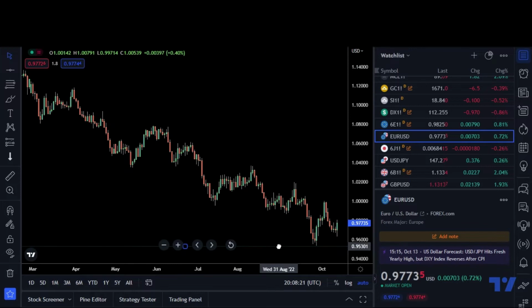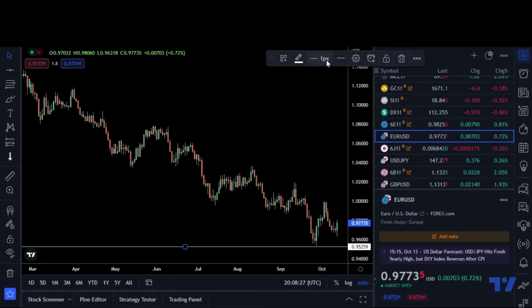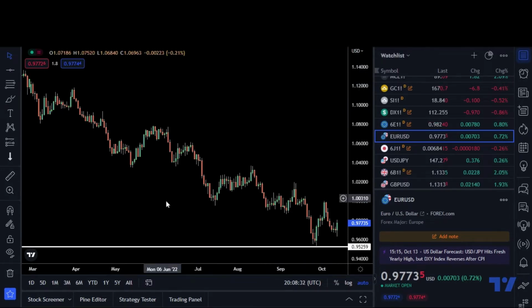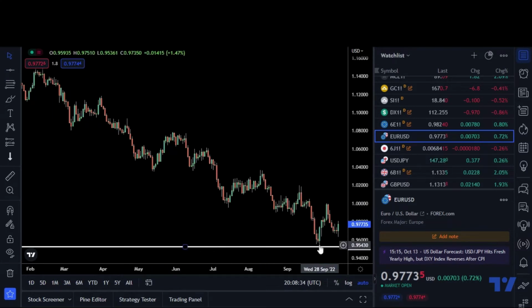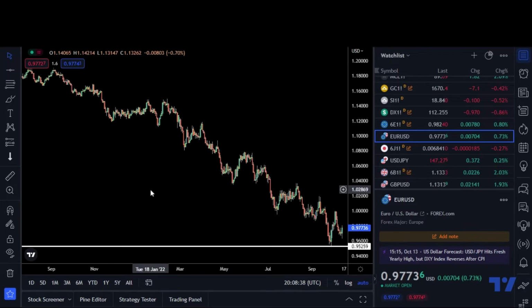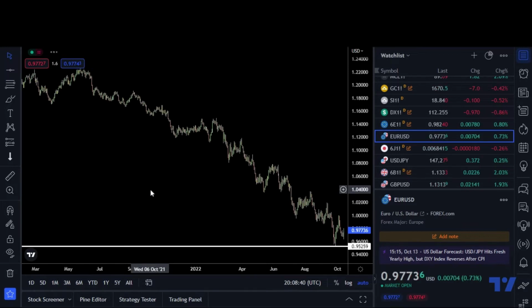Okay, so there's a line, right? We can make it bigger. Let's make it white and let's make it big enough so it's significant. So there you go. This is the 1 year low of the market. All right. The next thing I want to do is find the 1 year high.